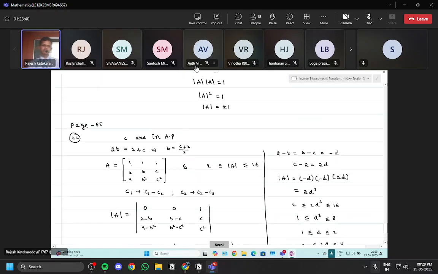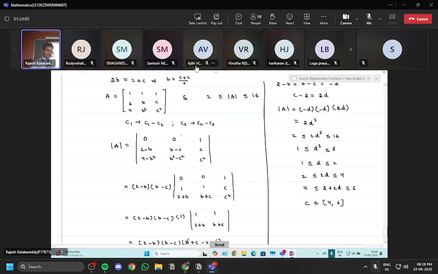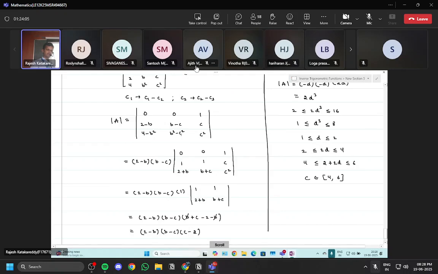Hope everybody understood this. If anybody has any doubt in any part of this problem, please do let me know so that I can clarify your doubt. Not only these two operations, I can also use something else. Whatever you use, the determinant value should be what I wrote here. If you are getting the same value, then you did it correctly. If the value is different, then you should check the calculation.